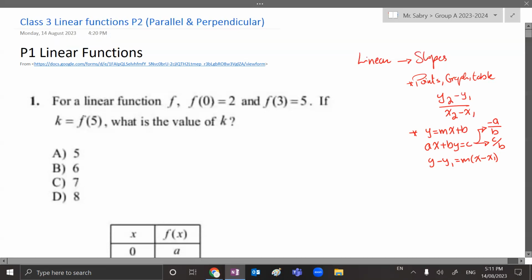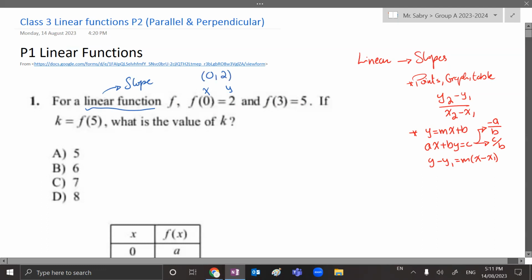So when you read those questions, it says for a linear function, f of 0 equals 2 and f of 3 equals 5. So whenever you see linear, we think of slope. طيب, what are we given? What is f? What does that mean, f of 0 equals 2? This is x and this is y. This could be written as a point. 0 على x, 2 على y.